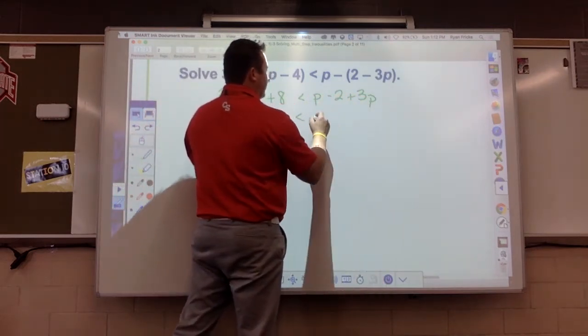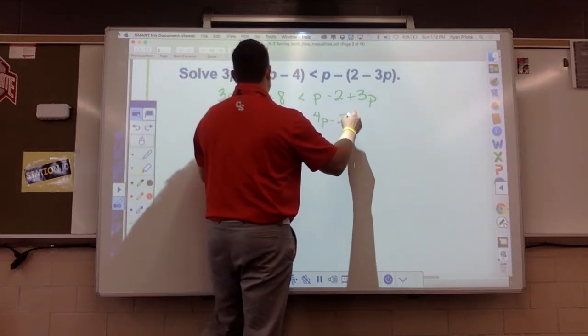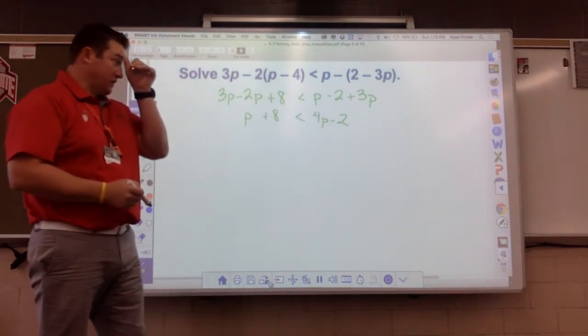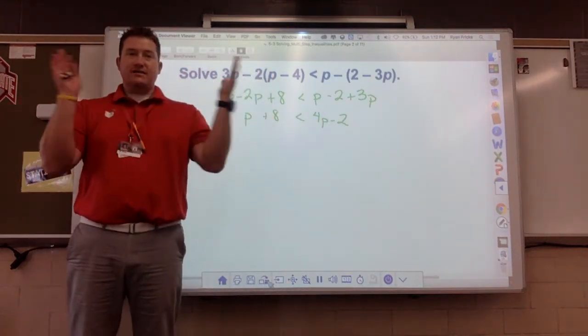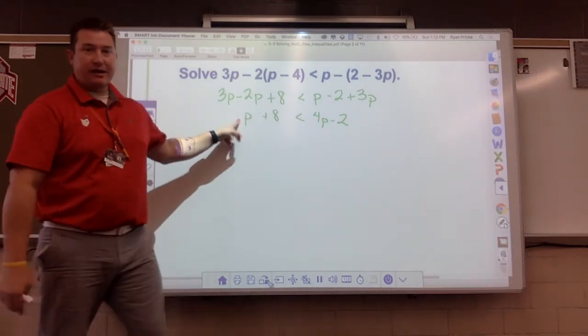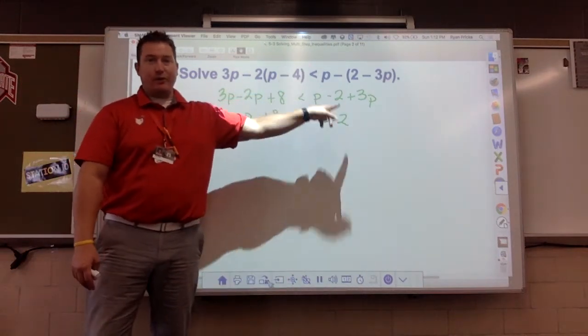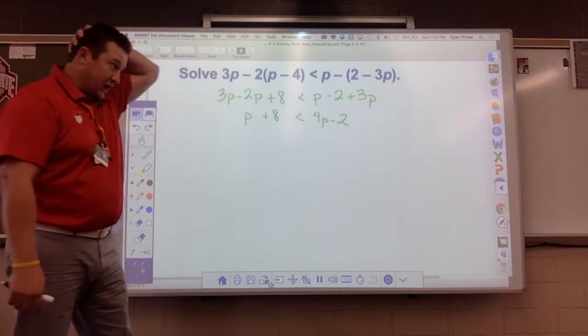These combine to what? 4p minus 2. Okay. Doesn't matter which side we move. We can move p over to 4p, that's great. We can move 4p over here, okay? That's fine too.